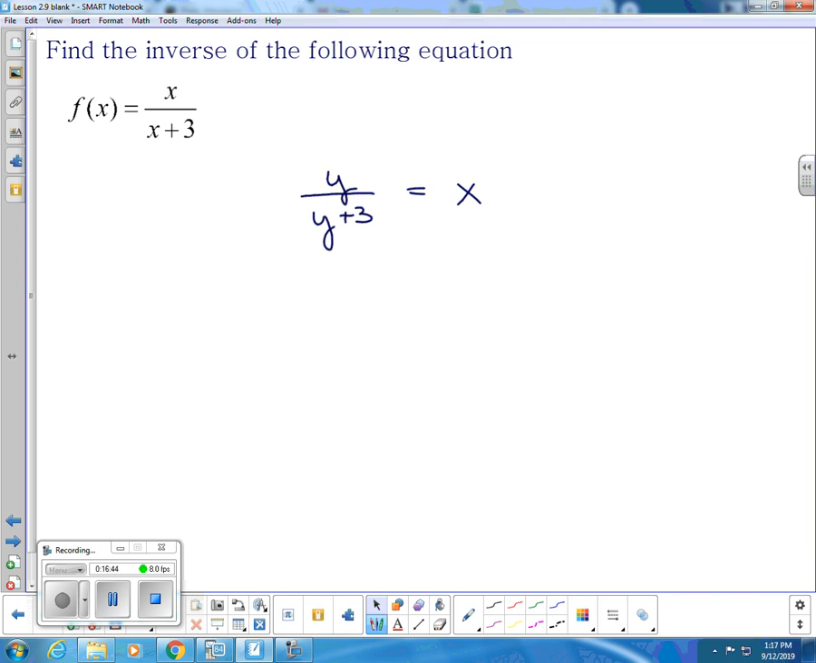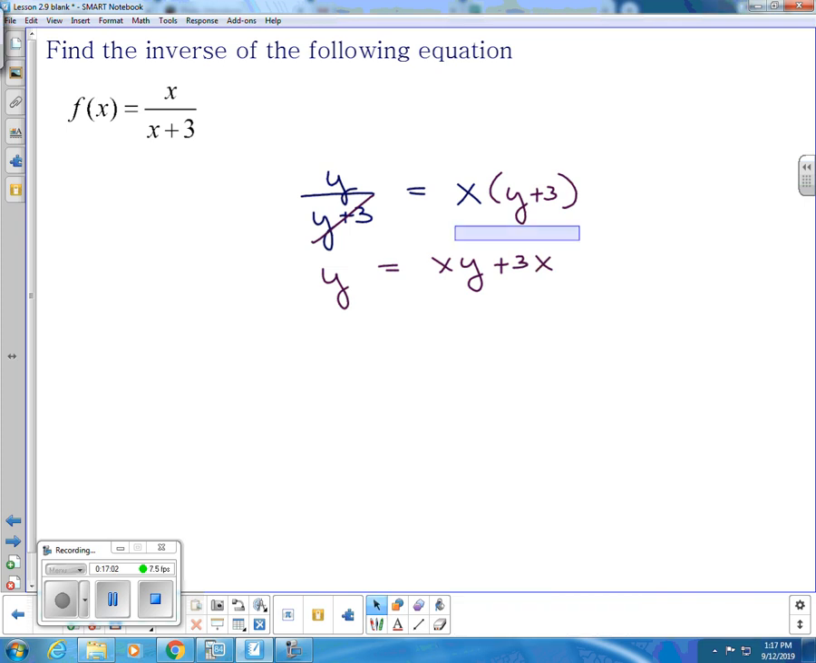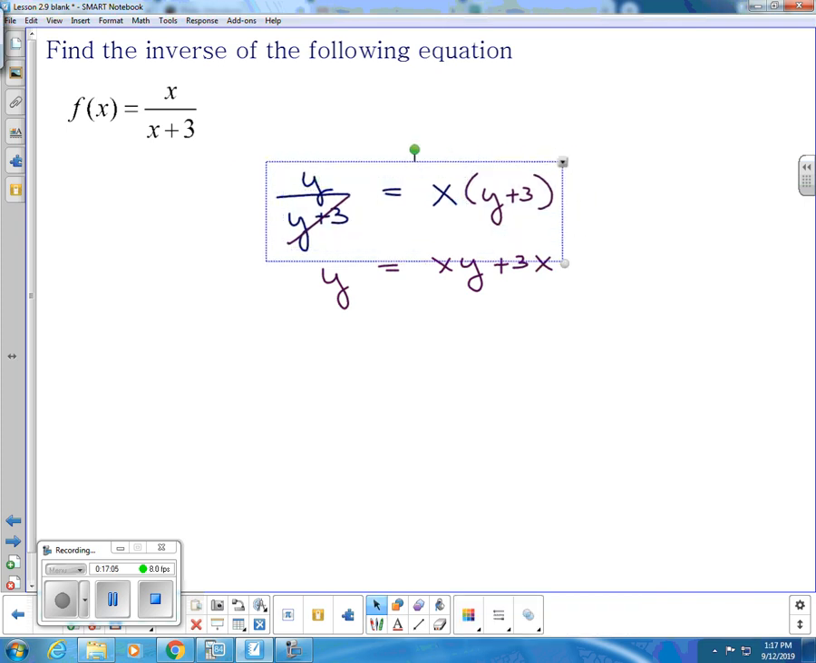So how do you get rid of that denominator? Multiply by it, right? You're basically cross-multiplying. So now we don't have a fraction to deal with. So we have y equals xy plus 3x. Everyone good with that? Okay. Now, we still have two y's, and they're on two different sides. So we've got to get them together. So let's move the xy to the left side.